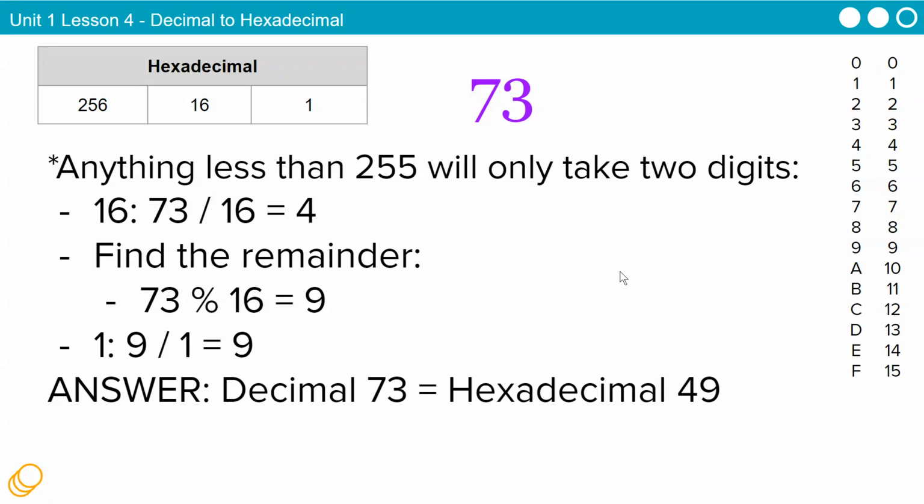Wait, what's the point of 4? This tells me how many 16s I have. So this 4 goes in my 16s place.